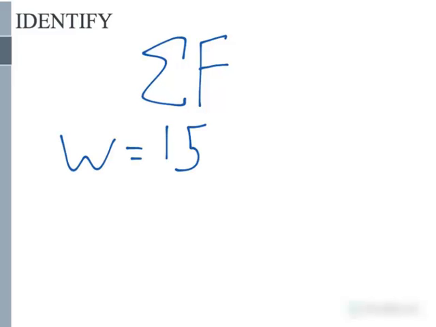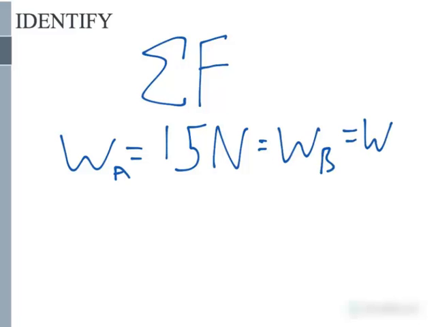So the first thing we have to do is identify any relevant concepts, variables, and figure out what our target variables are going to be for this problem. Here we're going to be looking for the net force. Now we were given the weight, which is 15 newtons, and this is for each of the blocks. So this will be for the weight of block A, the weight of block B, and the weight of block C.